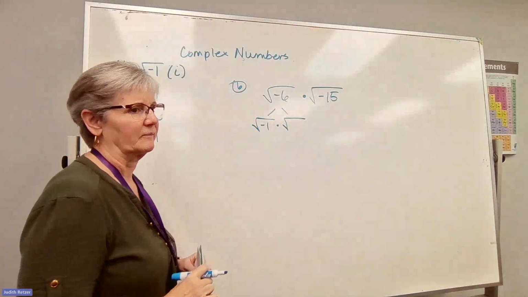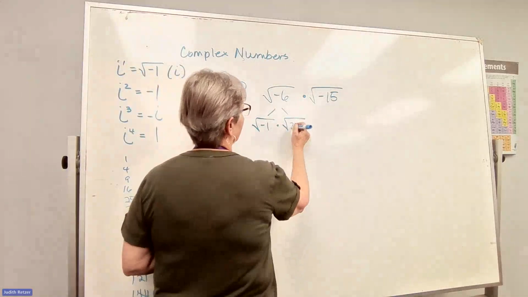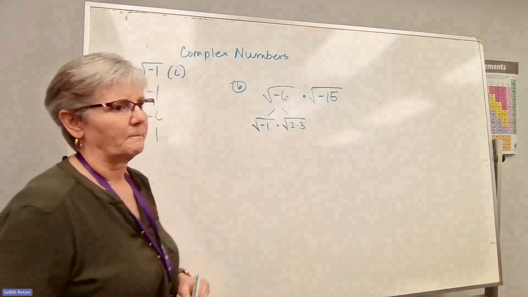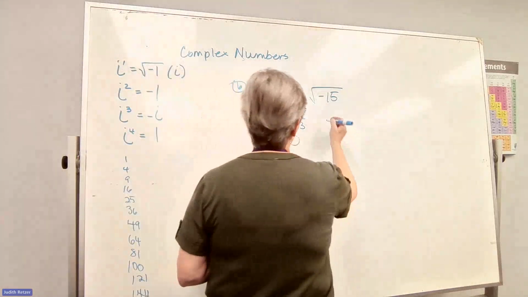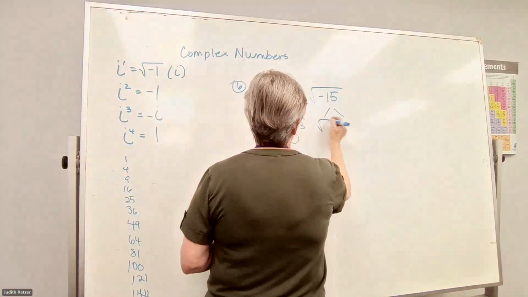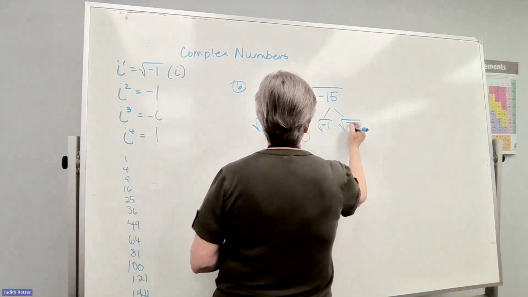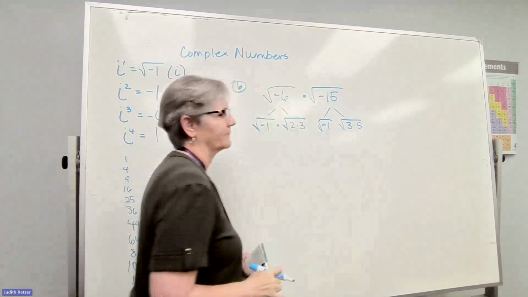What would those be? 2 and 3. So 2 times 3. There's a reason I'm doing this. Okay? This is why you learn factoring. That's why you want to learn how to factor really well, because boy, oh boy, do we ever use it. And this would be a 3 times 5, right?